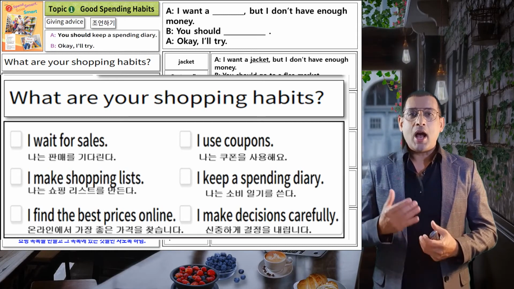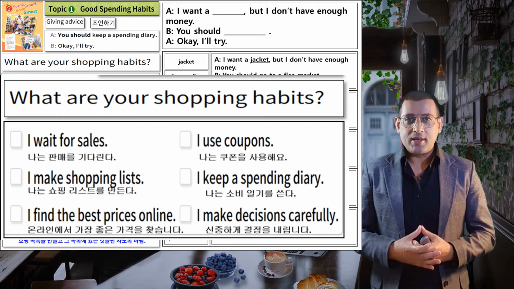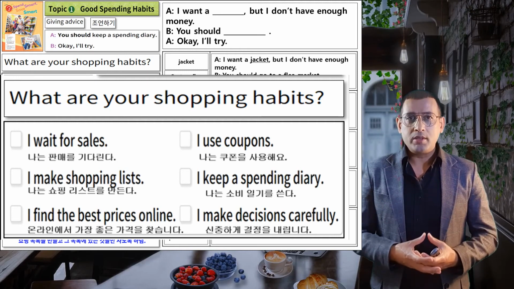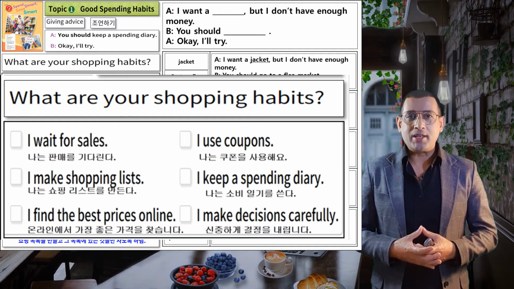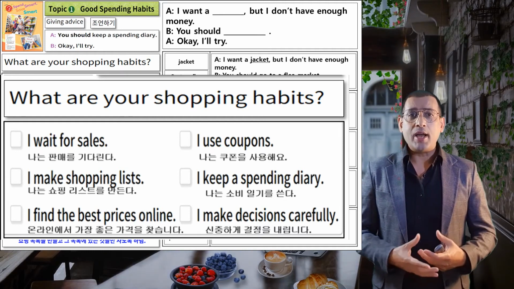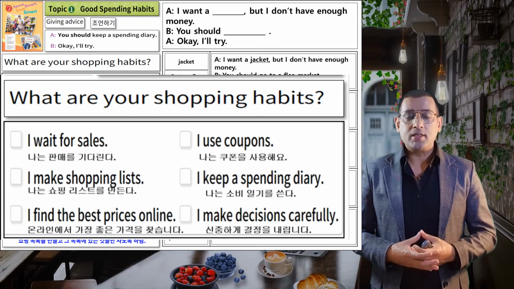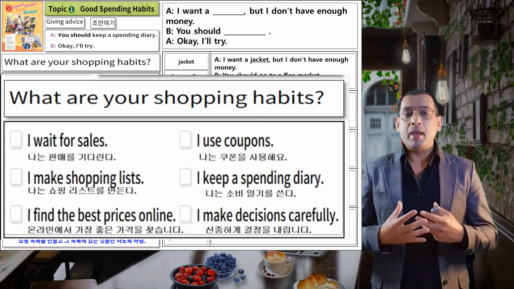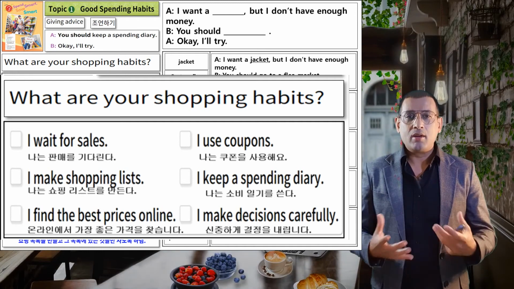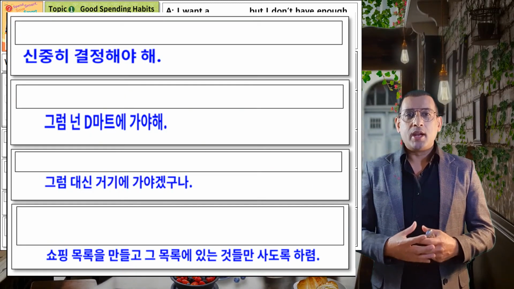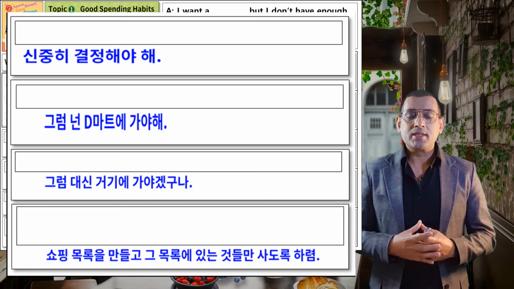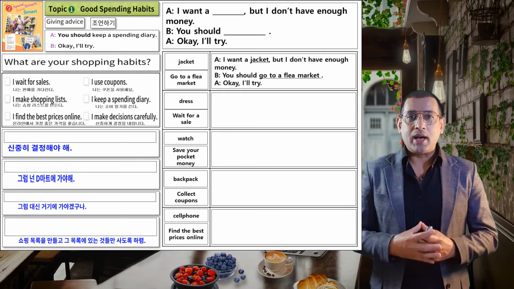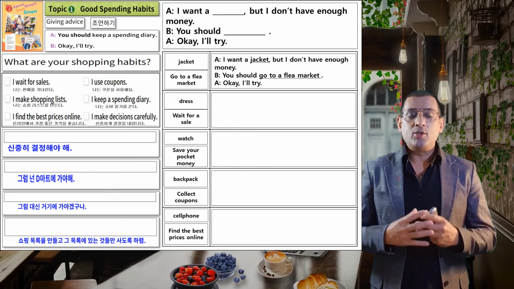And it says, I wait for sales. I use coupons. I make shopping lists. I keep a spending diary. I find the best prices online. I make decisions carefully. Underneath, there are some translations that you have to do. And on the other side, there is a pattern dialogue that you need to do.